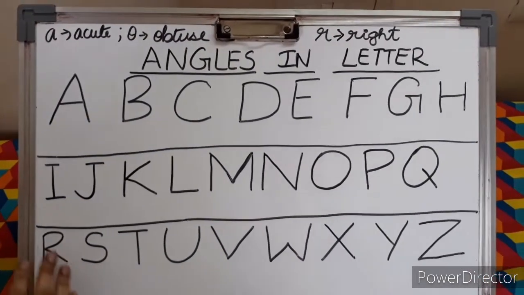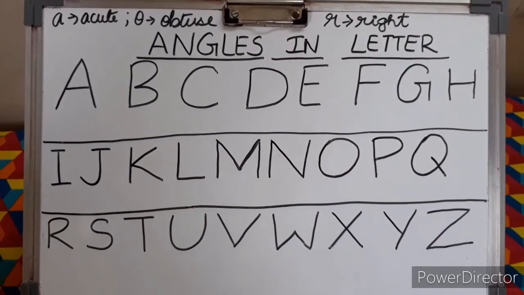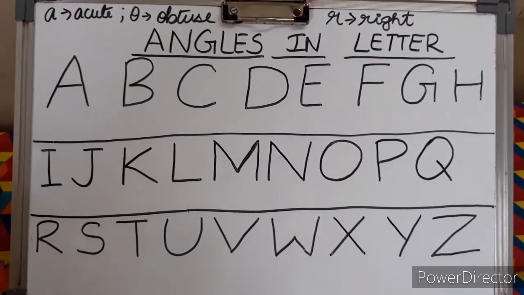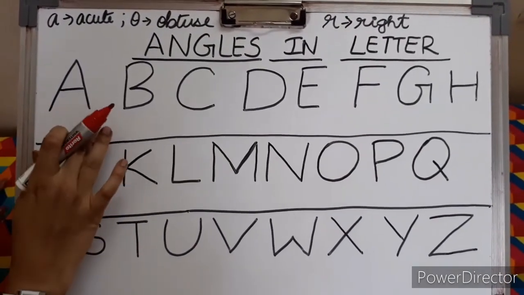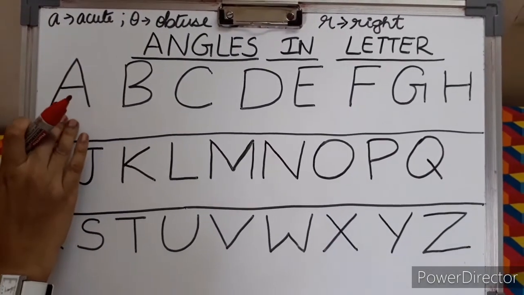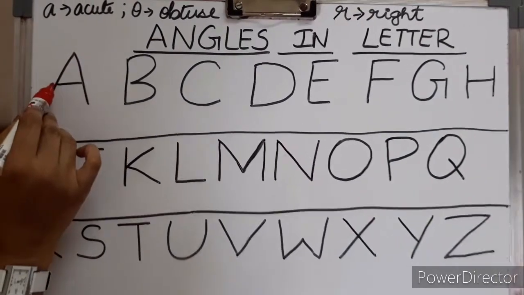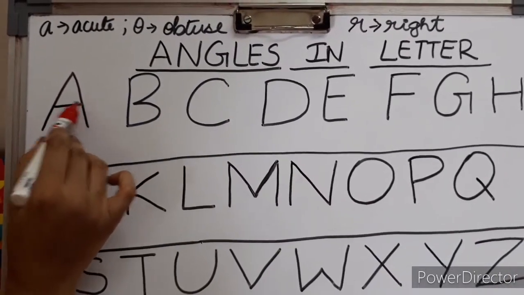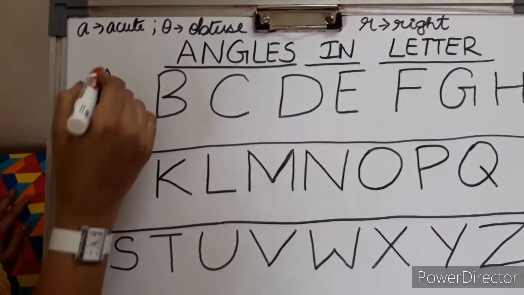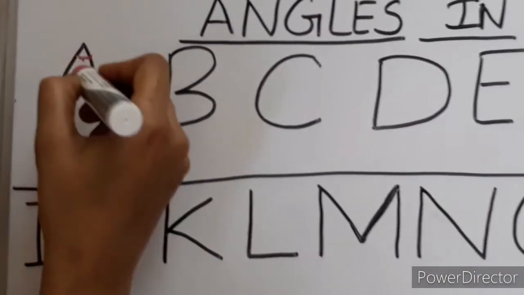Here I have written all the alphabetical letters, so I will make you understand the angles which are formed in the letters. Suppose this is letter A. First we will check whether an angle is formed or not. This is a common point and these are the two line segments. This is also a line, with a common end point. So an angle is formed here, and here also. So this is what? This is an acute angle.